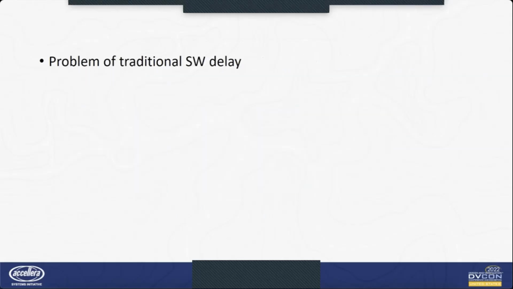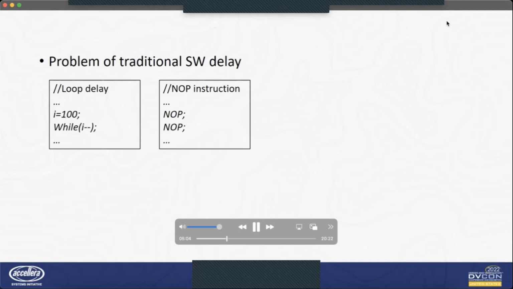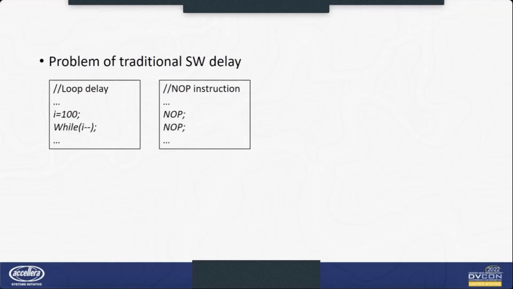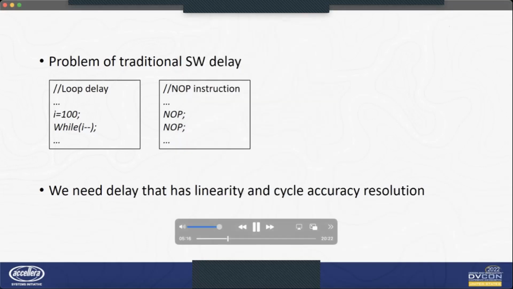The delay we commonly use in software is a method using loop delay and NOP instruction as shown in the figure. However, this software delay can only cause delay in microsecond units and it changes depending on the CPU state. So, it is inappropriate to use it for precise hardware event synchronization. For the sequence control of the hardware events we are targeting, it must be possible to generate a linear delay with the accuracy of clock cycle level.